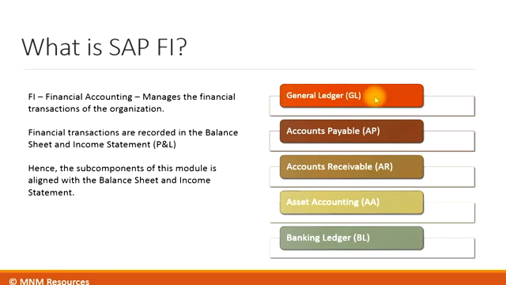First is the general ledger. General ledger is where all the financial transactions are happening. Accounts payable.